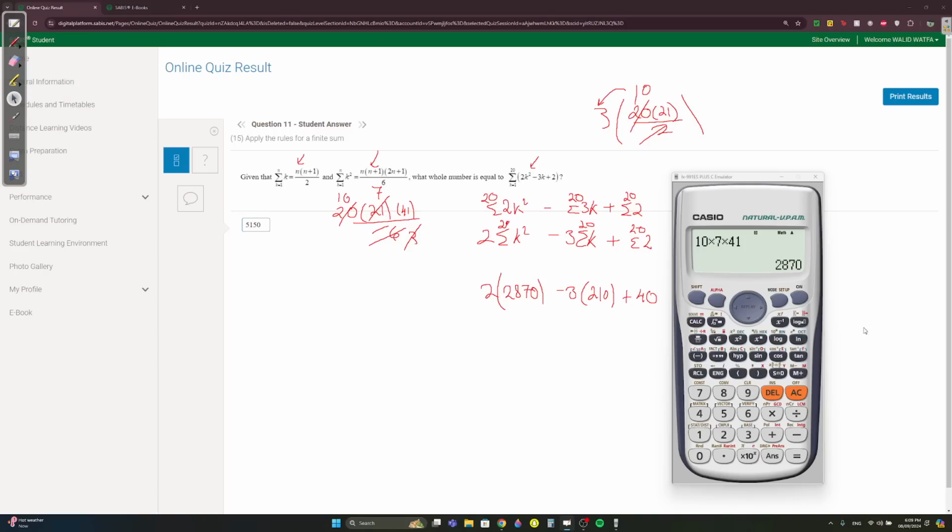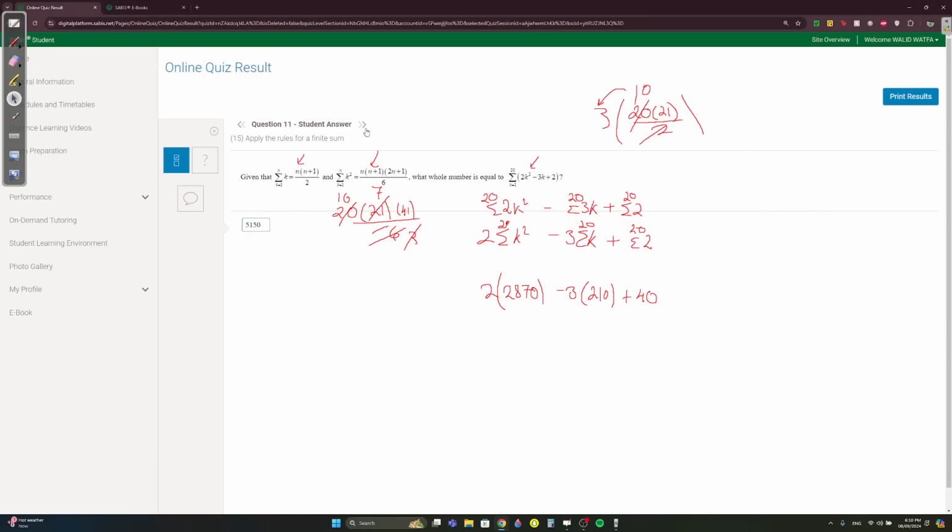Okay, if you actually solve this and do 2 times 2870, minus 3 times 210, plus 40, you get, I think I broke my chair. No, okay, it's good. 5150. Okay, yeah.